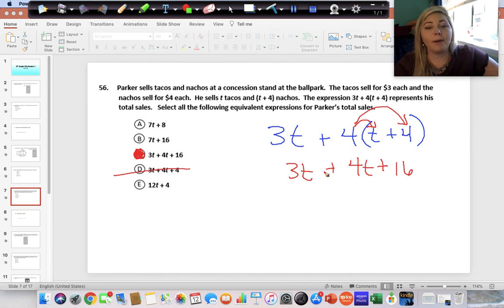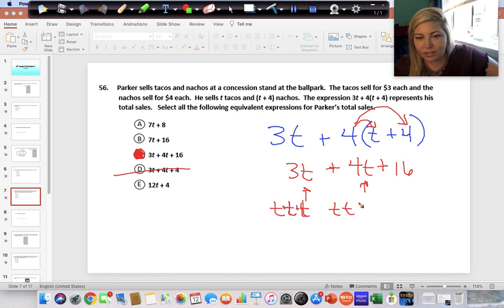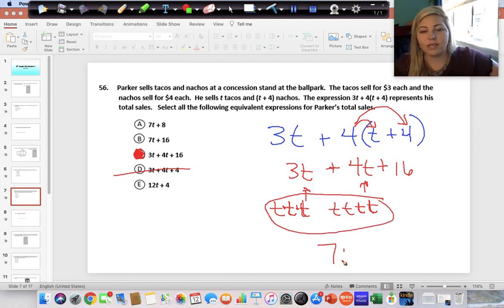So again, we want to combine like terms. These both have t's, so we can put them together because they are like things. It's like if you had t's laid out. Let's say we have 3 t's here: 1, 2, 3. And then we have 4 t's here: 1, 2, 3, 4. And then you're just counting them. How many t's do we have all together? We have 7 t's total. So 7t plus 16. And that is B.